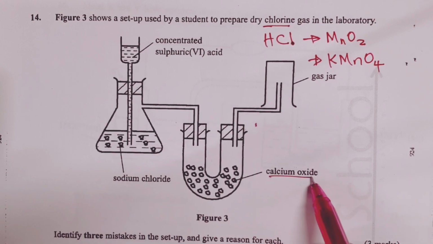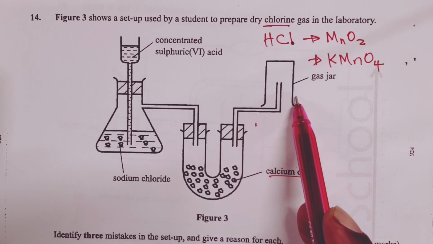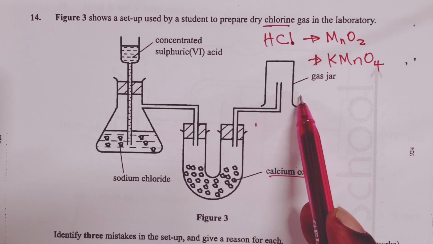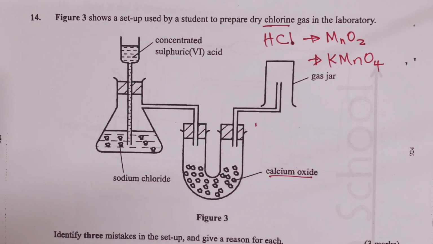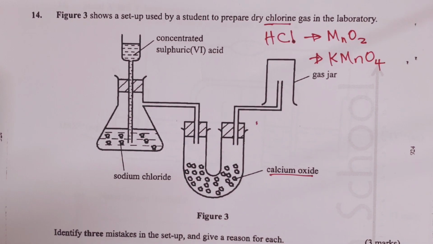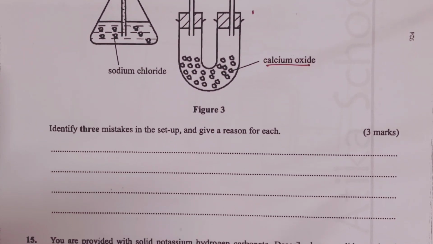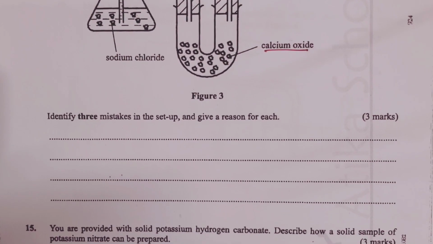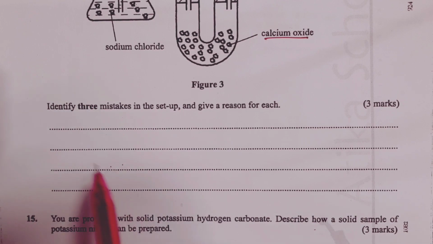Second, calcium oxide is a basic drying agent, and we are introducing an acidic gas, chlorine, to it. So again, wrong drying agent. And lastly, we know chlorine gas is denser than air and can never be collected by upward delivery. So the examiner was asking us to identify 3 mistakes and give a reason for each.